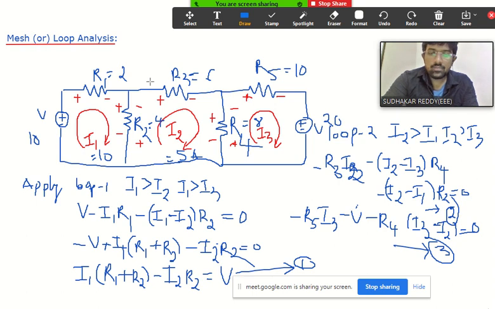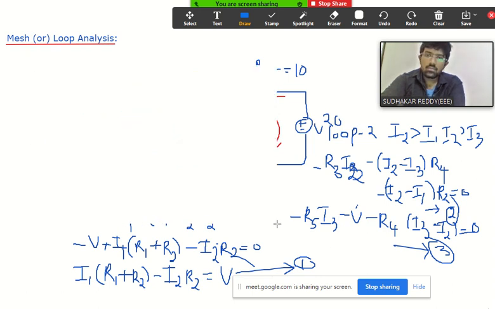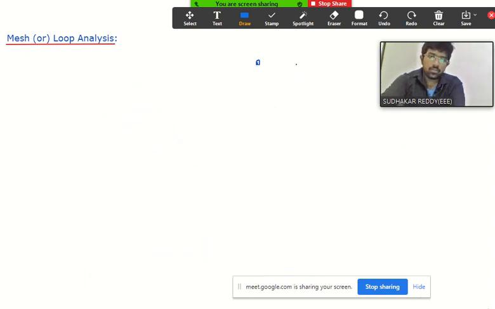So all of you understood now the procedure or the steps for mesh or loop analysis. Later we will verify whether the mesh or loop analysis gives the correct answers, with the help of the current division rule. As of now, just follow these 5 steps. I will dictate all the 5 steps. Note down, everyone.